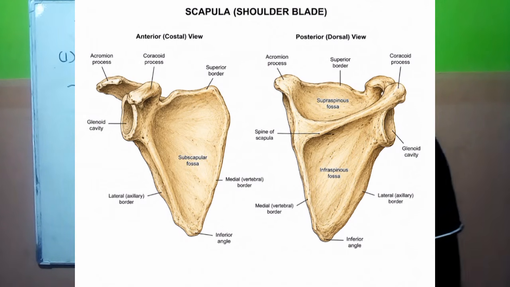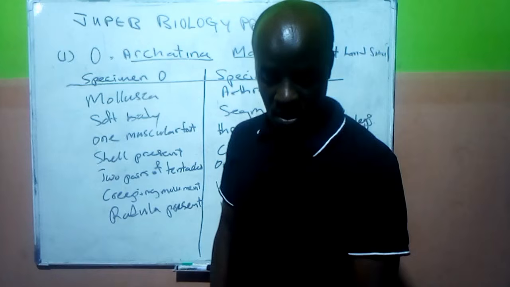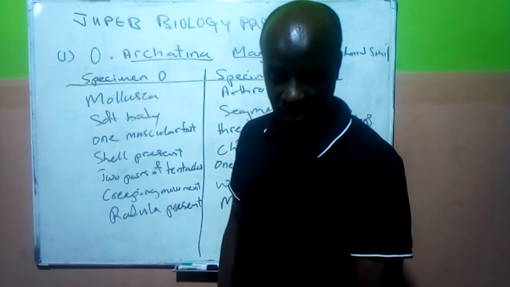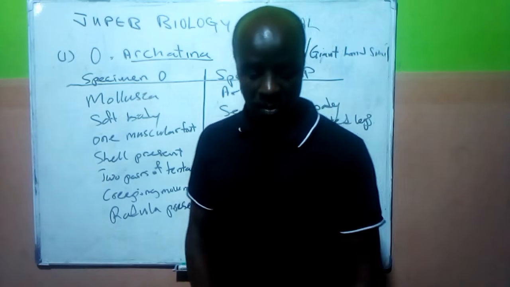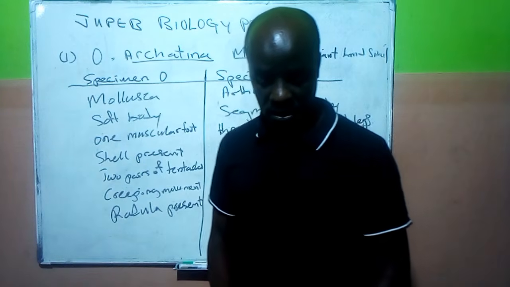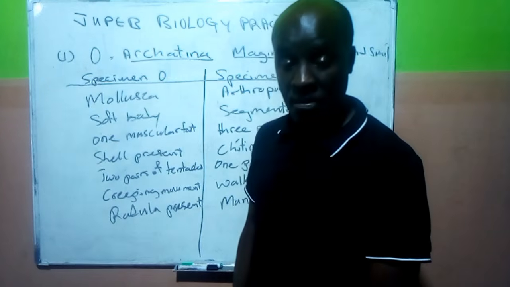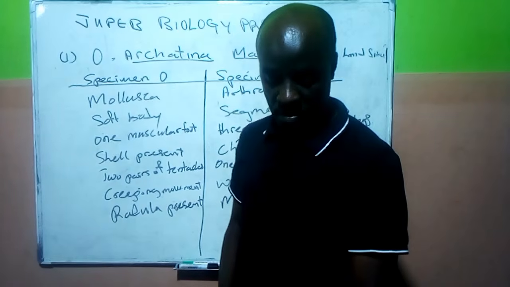One of the things you should also note is that it has a spine, it has a glenoid cavity, the acromion process is also present, and we have a coracoid process. All these things are what you can see in the drawing. You will watch it very well as it appears on the screen.